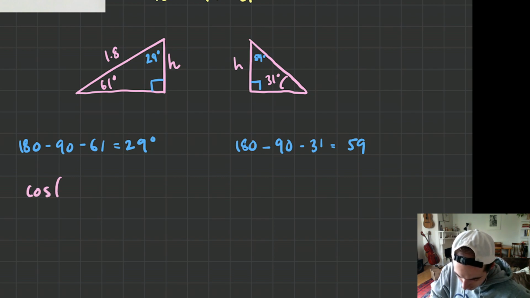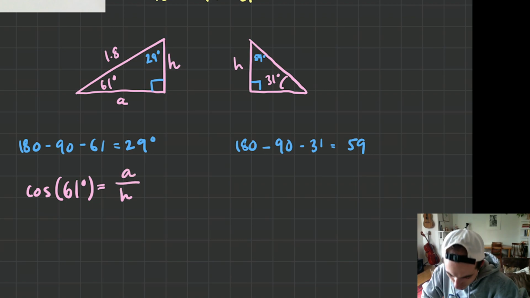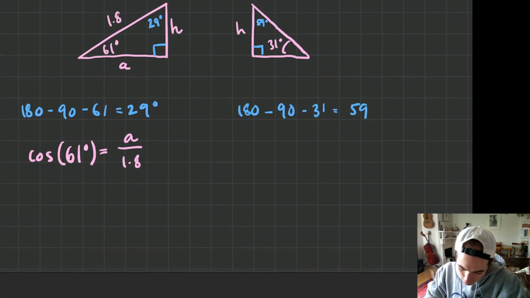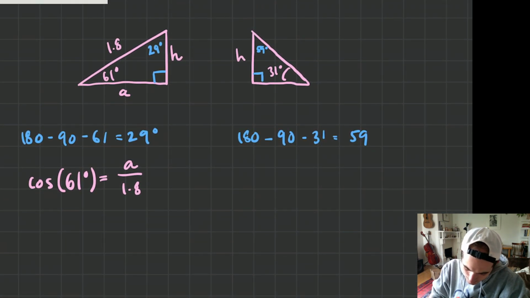So I've got that cosine of 61 degrees is equal to adjacent over hypotenuse. Let's call this side A, just because it's adjacent. So A over H, and H I know is 1.8. Hold up, I used the letter H here to say hypotenuse, not this H, just to be very clear. I meant hypotenuse, not the height. So I've got A over 1.8, and so that means that A is equal to 1.8 times cosine of 61 degrees.